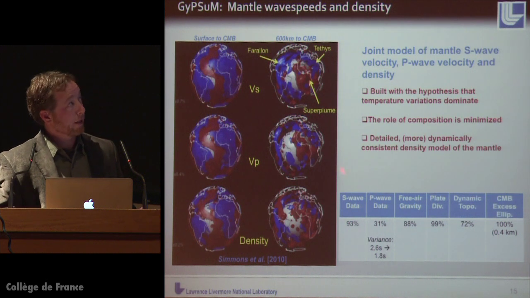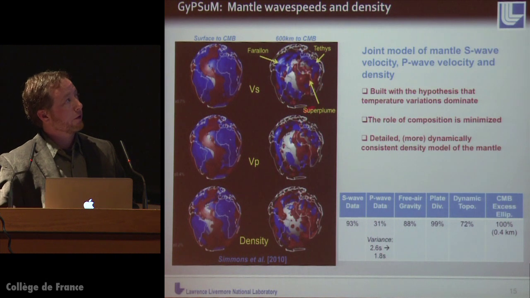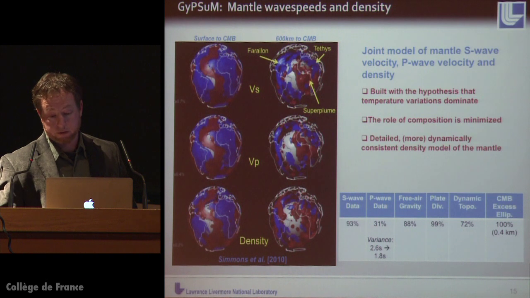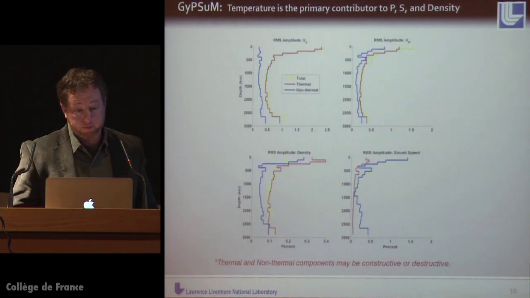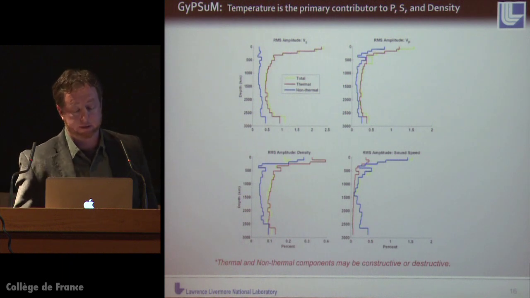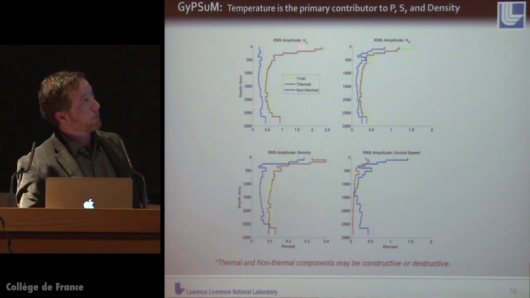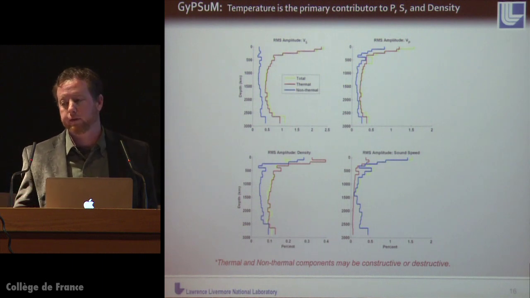And what I should say is that we see these in all modern global tomography models, so there's nothing fundamentally new about seeing these structures, but the details have changed. One of the primary observations, to follow on to what we've seen before, is that temperature appears to be the primary contributor to P, S, and density. So P wave speeds, S wave speeds, and density.